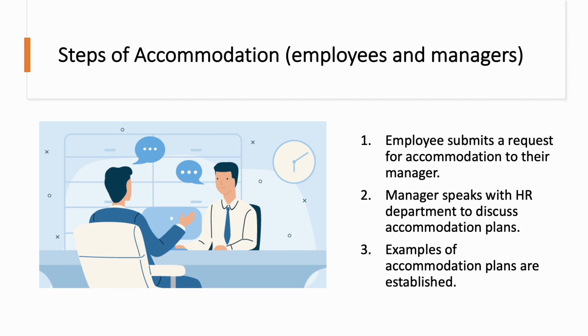When an employee requests an accommodation, the below procedures must be followed. Step 1. Employee submits a request for accommodation to their manager. Step 2. The manager speaks with the HR department to discuss accommodation plans. Step 3. Establish the accommodation plan and regularly follow up with it.